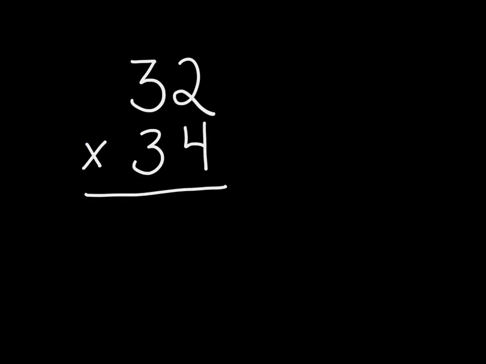Continuing on, 32 times 34. Well, 4 times 2 is 8. We're going to do the standard way. 4 times 3 is 12. As soon as you're done using the 1s, we're going to cross it out and place a holder of 0. And we're going to go in the 10s here. 3 times 2 is 6. Then 10 and 10. 3 times 3 is 9.